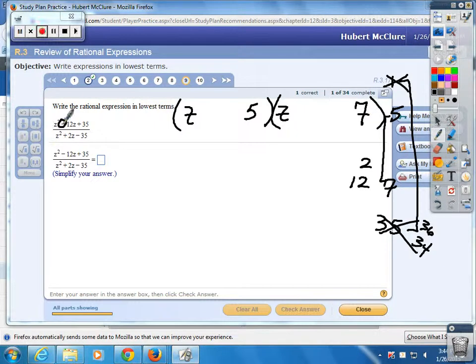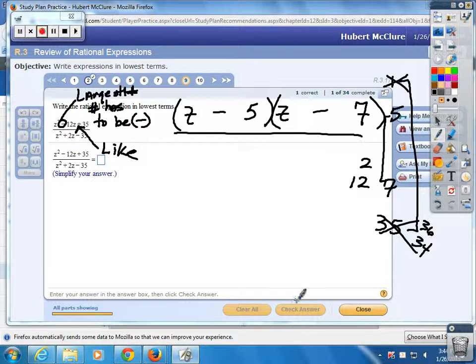This sign right here means that the largest number has to be negative. So what's larger, 7 or 5? 7. So you put a negative right there. What does this sign right here say? This positive says what? That both your signs have to be what? Like. So that's negative. What is this one? Negative. Negative, same thing with these two. Now, luckily, they're the same numbers. You just got to find the sign.